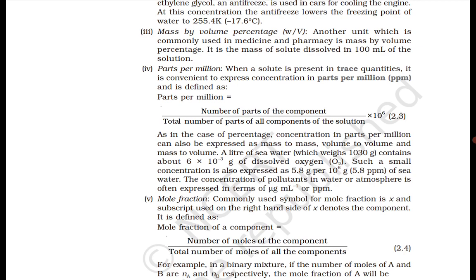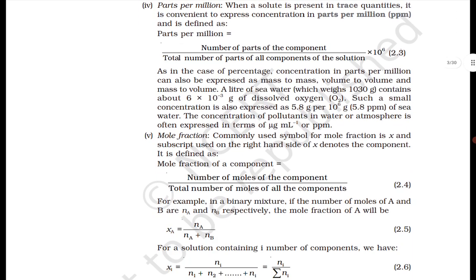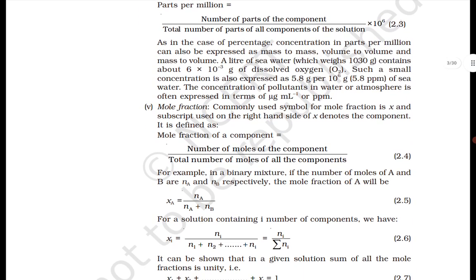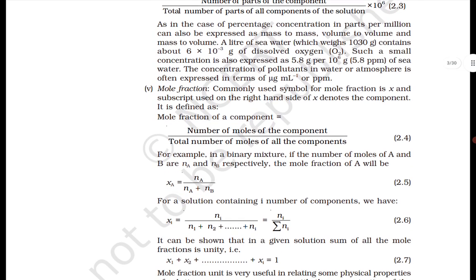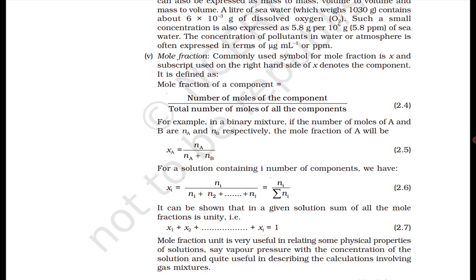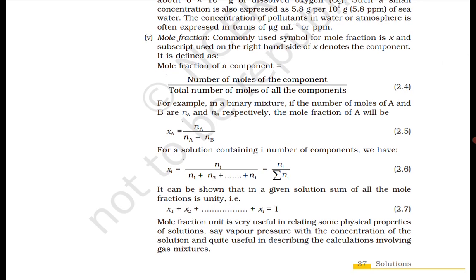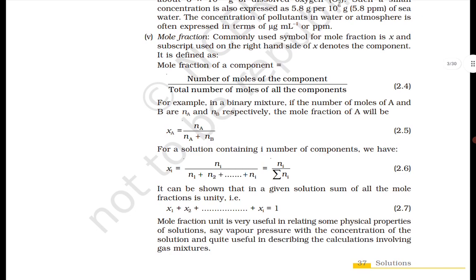5. Mole fraction. The commonly used symbol for mole fraction is X, and the subscript on the right hand side of the X denotes the component. It is defined as: mole fraction of a component equals the number of moles of the component by the total number of moles of all the components. 2.4. For example, in a binary mixture, if the number of moles of A and B are Na and Nb respectively, the mole fraction of A will be Xa is equal to Na by Na plus Nb.